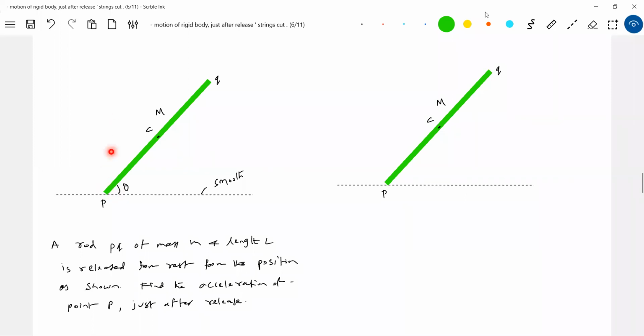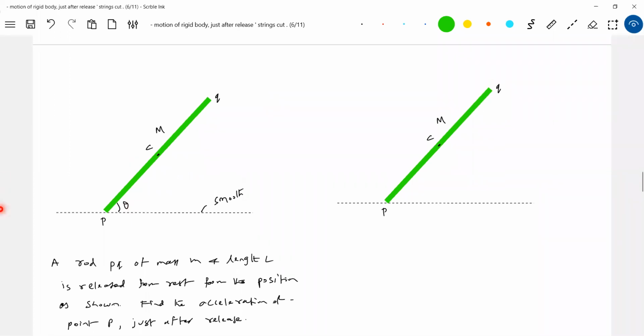So therefore, what should be the acceleration of point P along the y-axis? It must be 0, because it will not lose contact from the ground. The point P will not lose contact from the ground. So the moment you release, the acceleration of point P along the y-axis must be 0. This is the first thing. If you have noticed this, the problem is over.